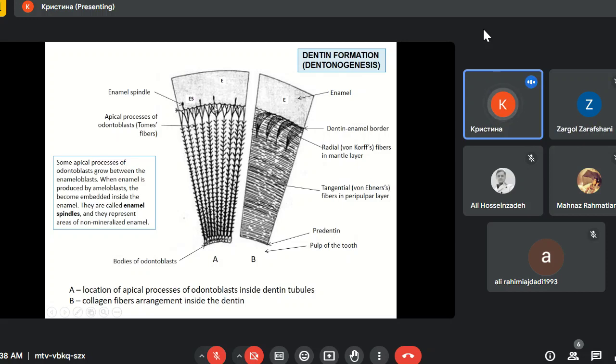And some apical processes of odontoblasts grow into the layer of enamel. E stands for enamel here. So here some tips of the processes of odontoblasts are embedded into the enamel, and they will form the so-called enamel spindles, the areas of non-mineralized enamel.